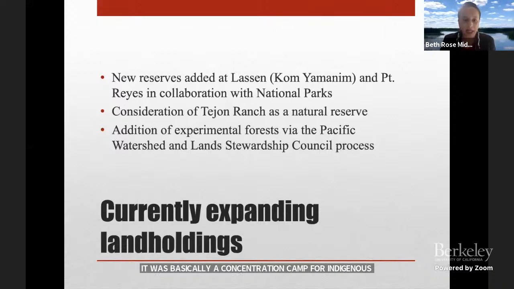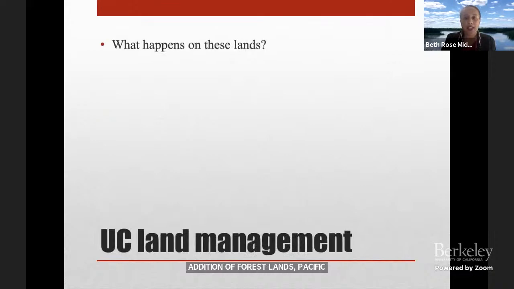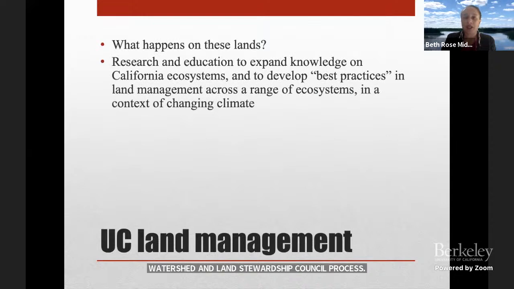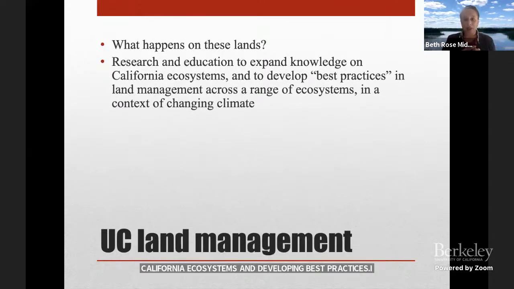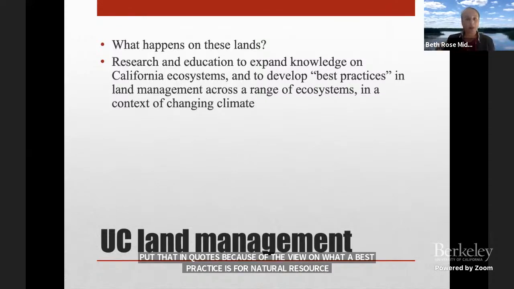And there have been recently addition of more forest lands via the Pacific Watershed and Land Stewardship Council process, or PG&E's land divestiture. UC land management, just briefly, what happens on these lands? Research and education to expand knowledge on California ecosystems and developing "best practices." And I put that in quotes because the view on what a best practice is for natural resource stewardship can vary culturally. A best practice from a Western science point of view might be very different from a best practice from an Indigenous California specific tribe point of view.